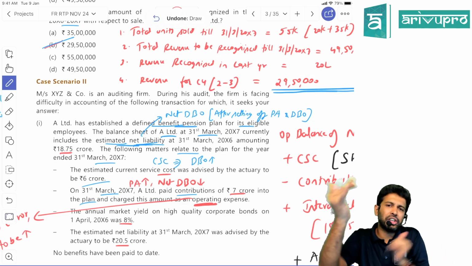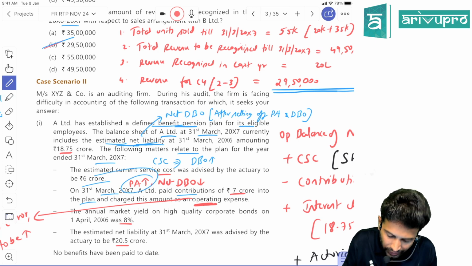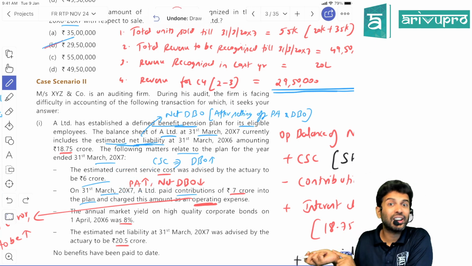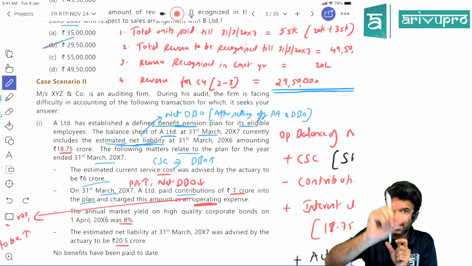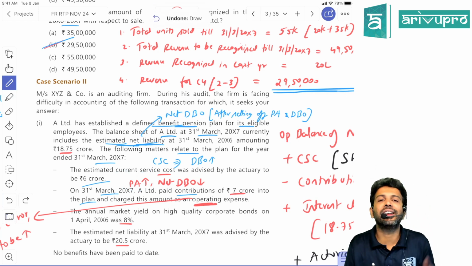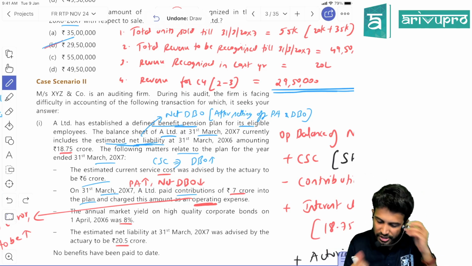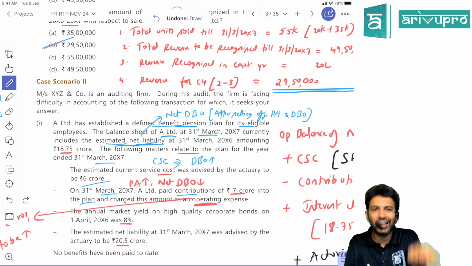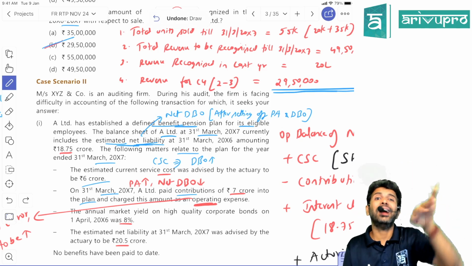Contribution means buying additional plan assets. So when you make a contribution, the plan asset balance will increase, right? Here they have not given the plan asset balance. We have got the net DBO balance, meaning after adjusting plan assets with the DBO, what is the balance they have given. Okay. So if plan assets increase, what will happen to your net DBO? We have a liability here. Due to this particular component, contribution, plan assets will increase. That will have a corresponding impact of what? Net DBO decrease. Yes, no?